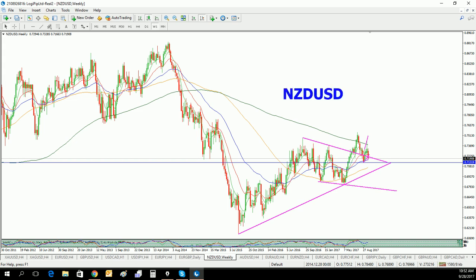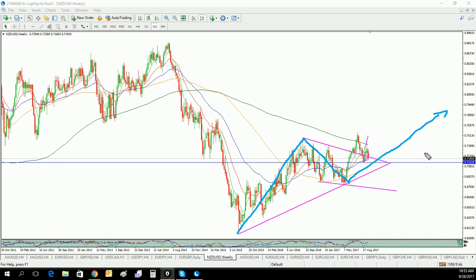I just want to run through a setup on the New Zealand dollar US dollar that I'm watching at the moment and that I have actually entered. So on the weekly time frame over here, we can see that we've had a structure formation, which is one wave, two waves, and we're expecting the third wave to the upside.